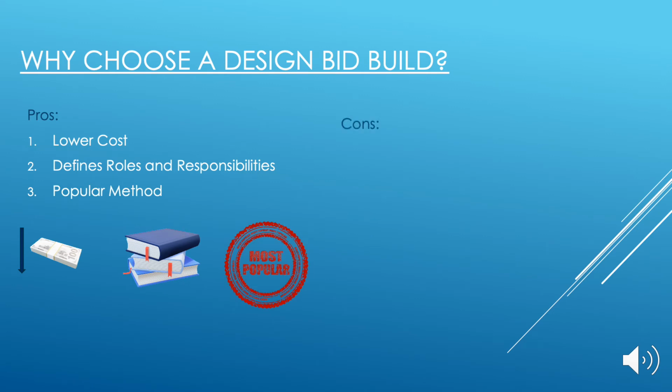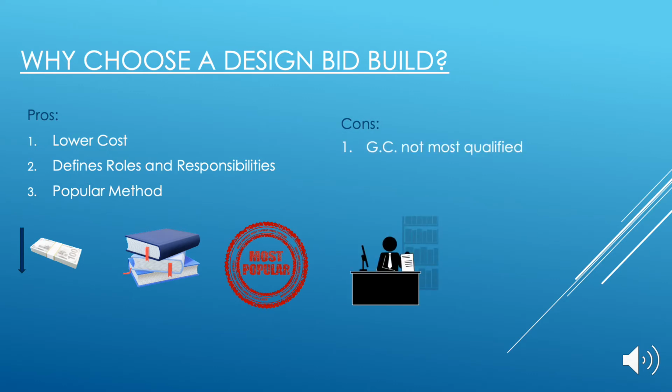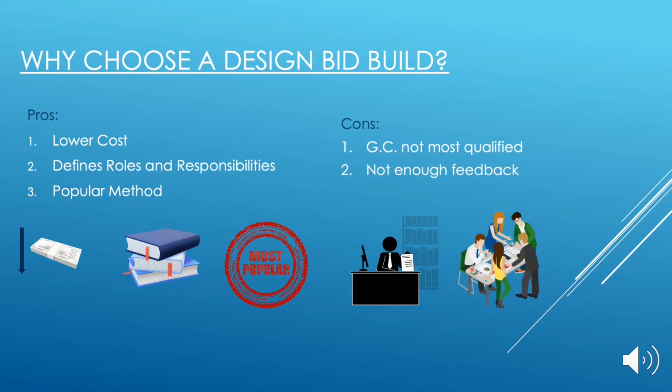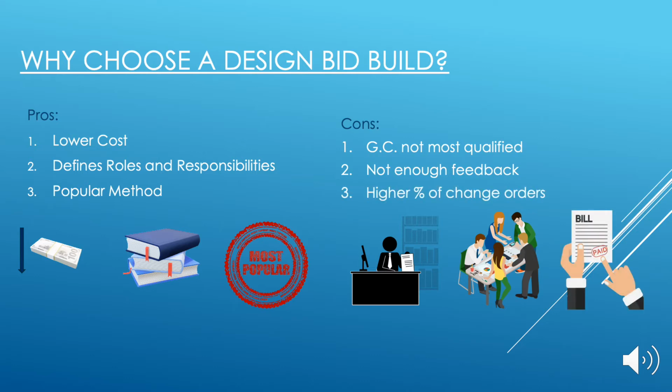Let's take a look at some of the cons. 1. Just because you have the lowest priced general contractor, it does not mean it is always the most qualified. 2. Since the general contractor is not on board early in the process, they do not get to give their feedback during the design phase. 3. There are higher chances of change orders during the construction process due to bidders not being able to collaborate with the design team for better options. These are just a few examples of pros and cons.